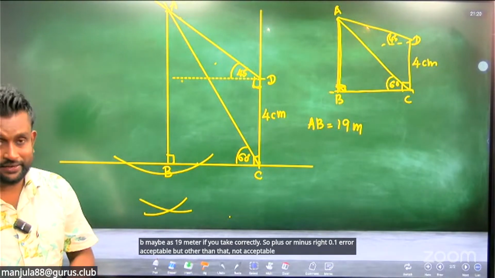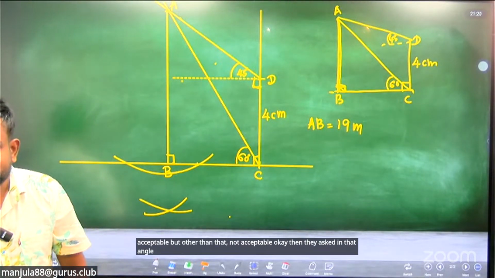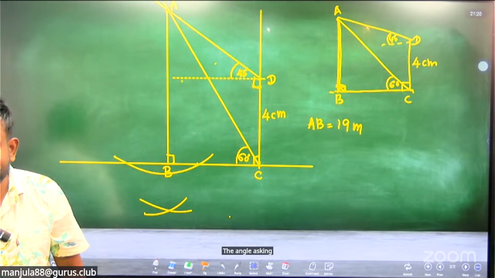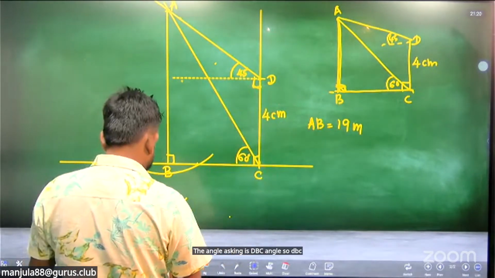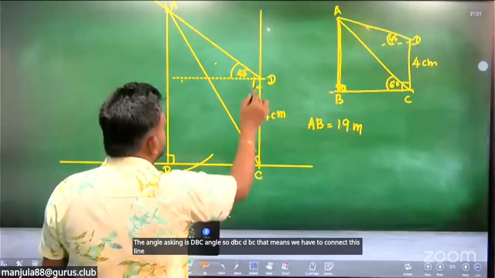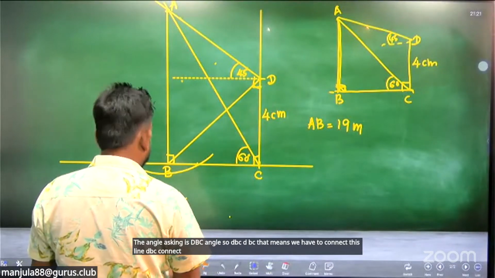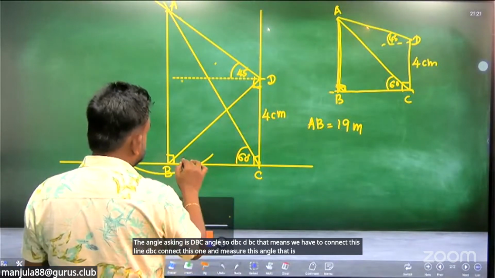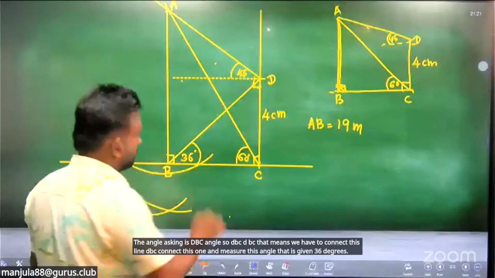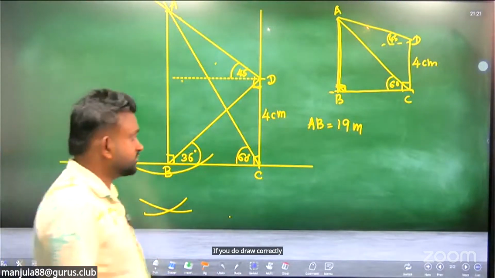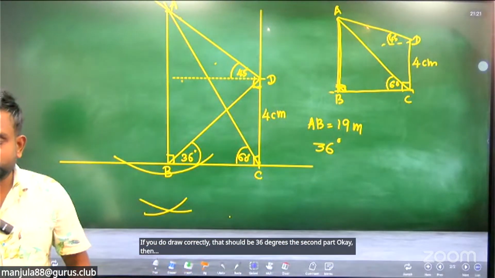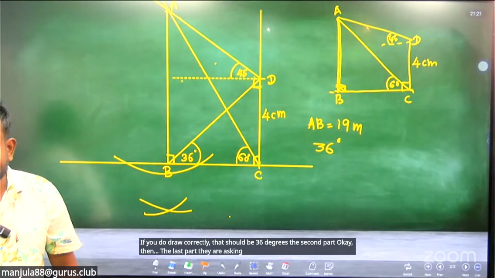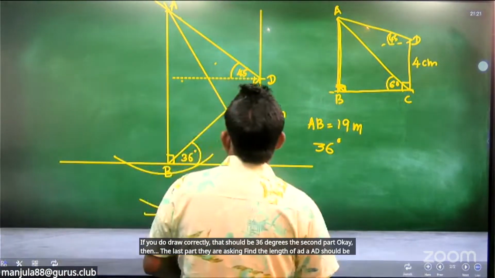Okay, then they are asking about an angle, which angle? The angle asked is angle DBC. So DBC, that means we have to connect this line DBC and measure this angle, that is given as 36 degrees. Right, if you draw correctly, that should be 36 degrees, the second part. Okay, then the last part they are asking, find the length of AD, which should be 15.3 meters.